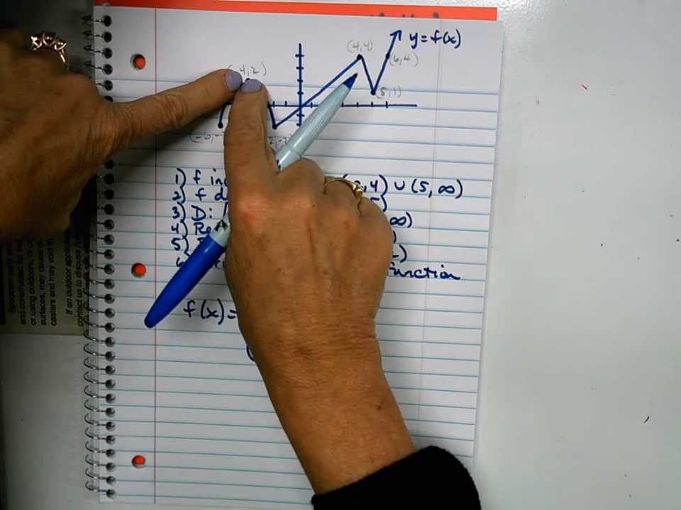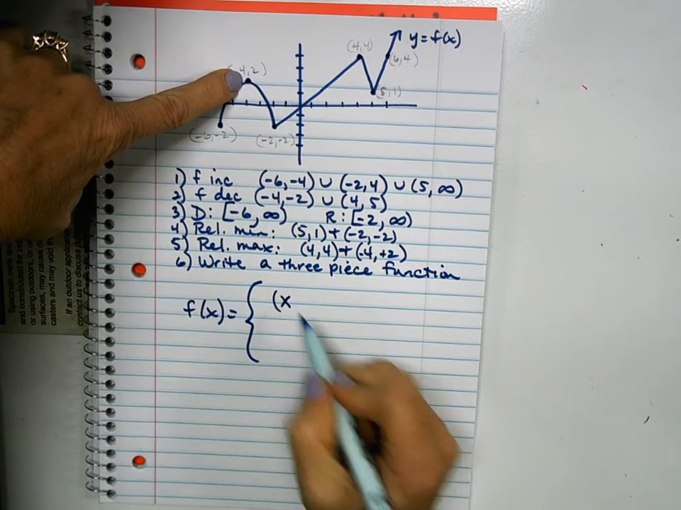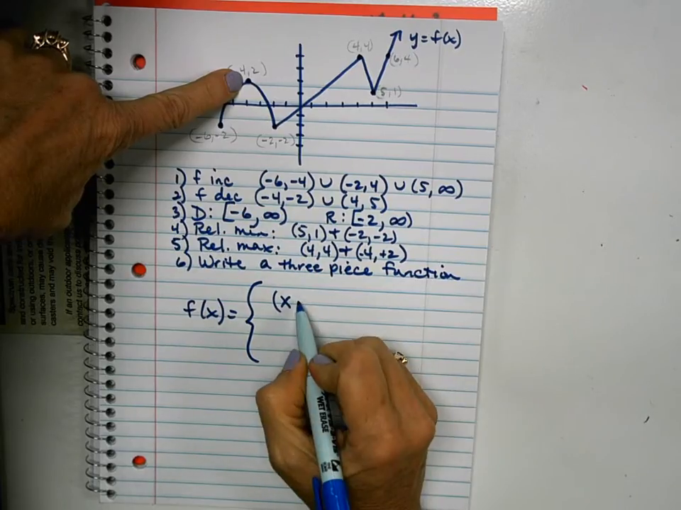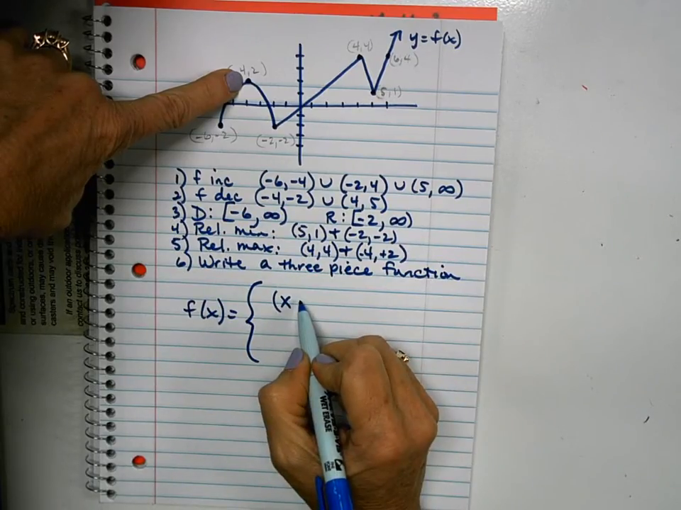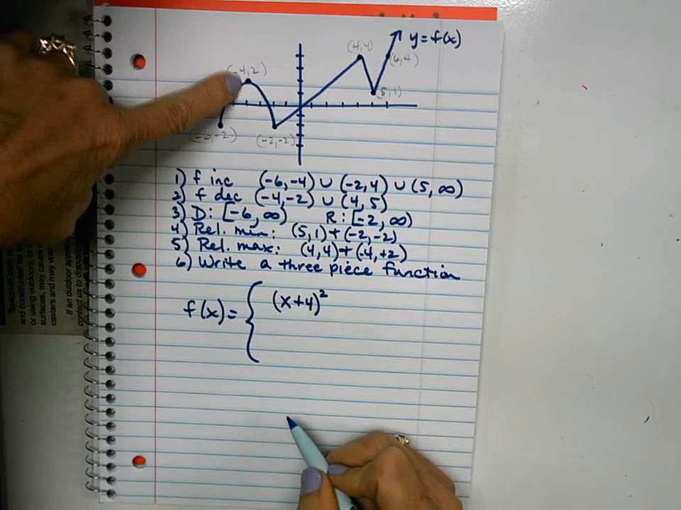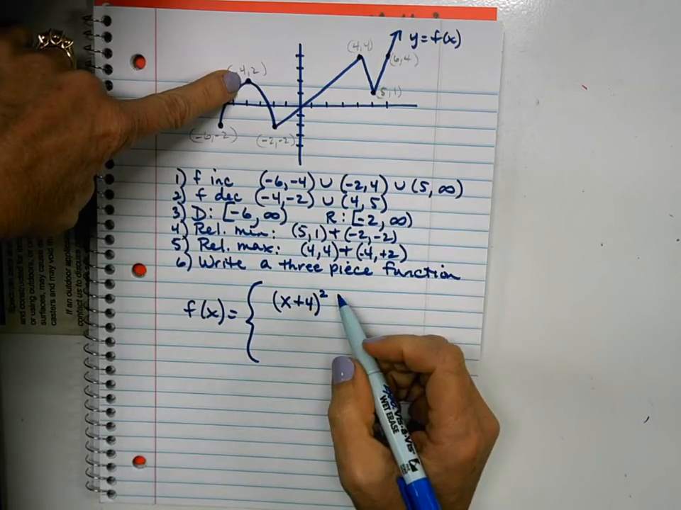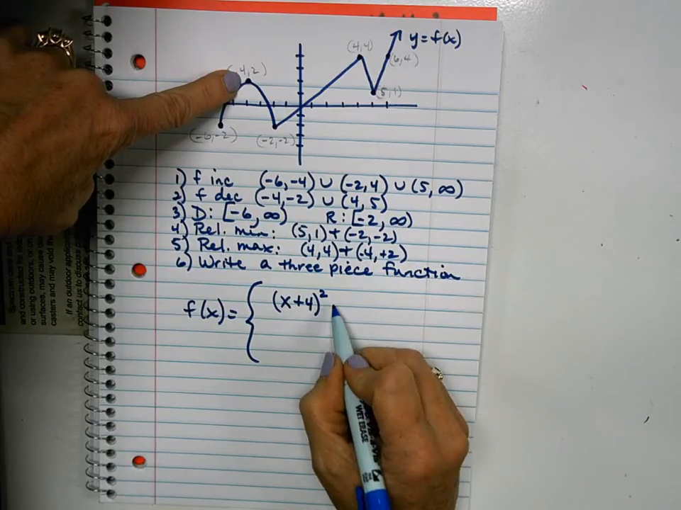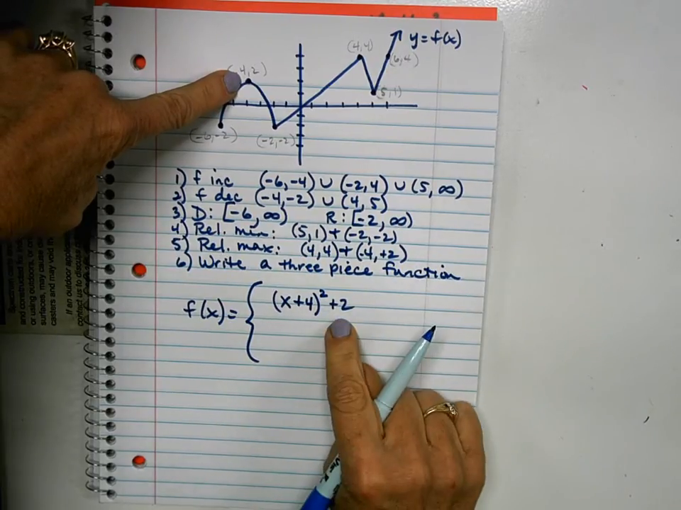How do I get a left 4 shift? Minus 4 or plus 4? Plus 4, right? And then it's quadratic, so I need the squared. And then to get an up 2 shift, I would go minus 2 or plus 2? Plus 2 outside, right? The up and down is the same. Inside, left or right is the opposite.